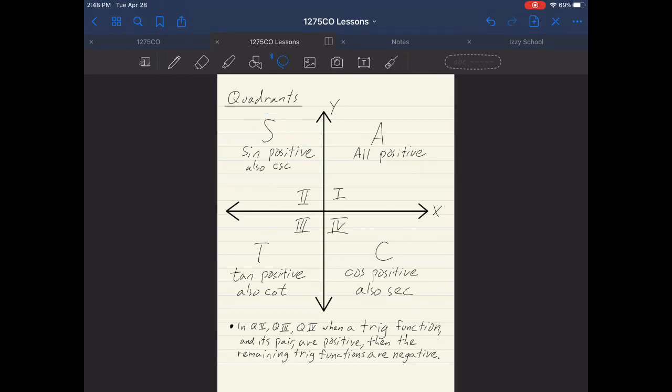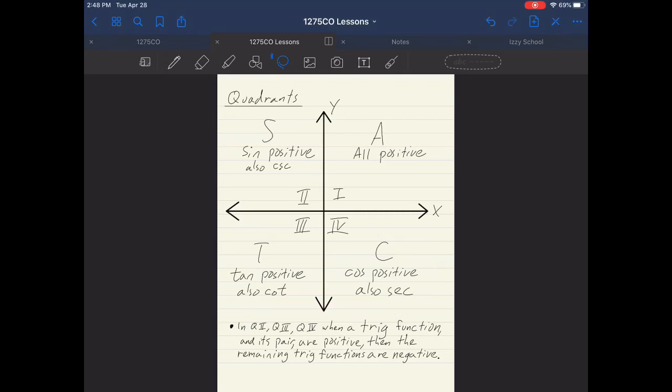In quadrant 3, the tangent function is going to be positive. And again, along with that, the cotangent function. This is a third quadrant angle that measures between 180 degrees and 270 degrees. If the angle is above 270 but less than 360, that is a fourth quadrant angle where the cosine function and secant functions are positive.